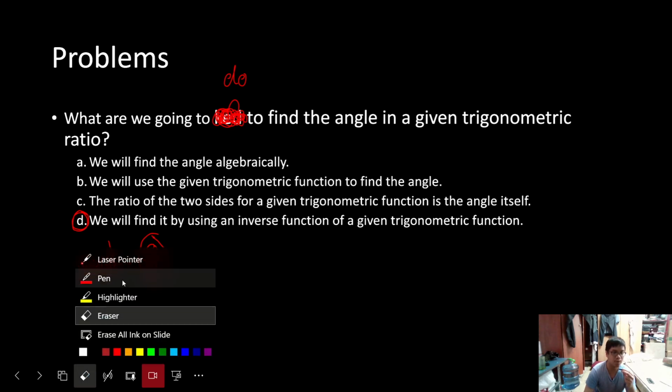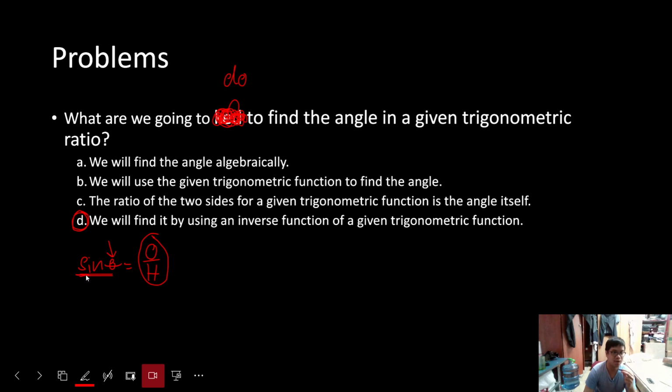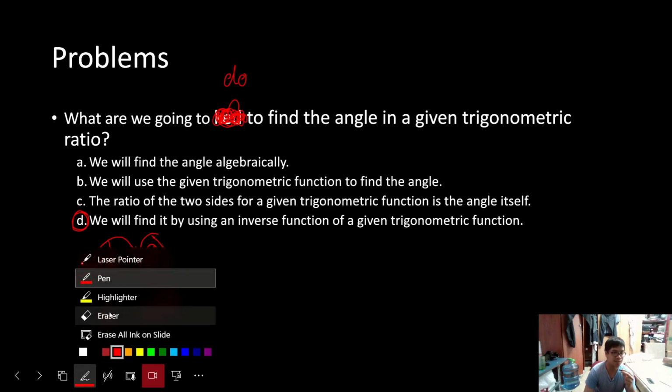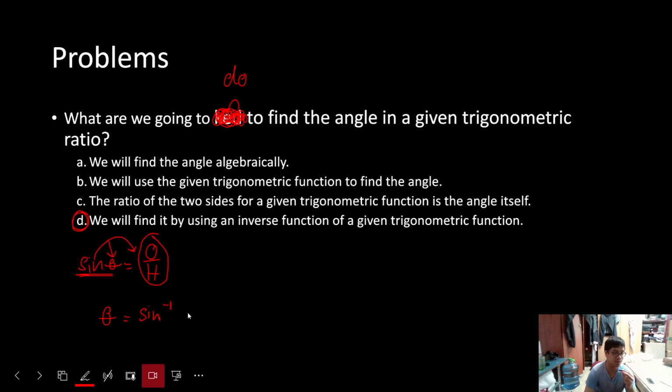All we need to do is just imagine that you're looking for the angle. So just put sine on the right, so we will have theta is equal to sine with a negative one superscript. But that's not actually negative one. This negative part right here, it may look like one, but this is not negative one.